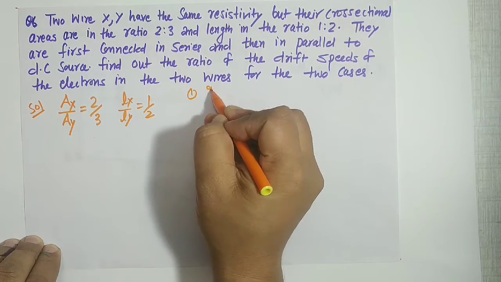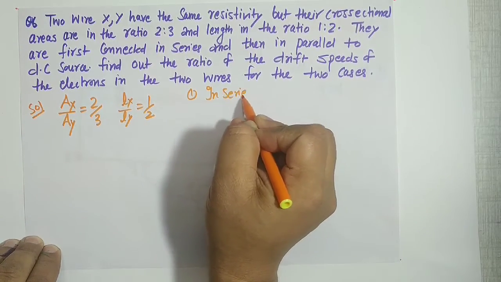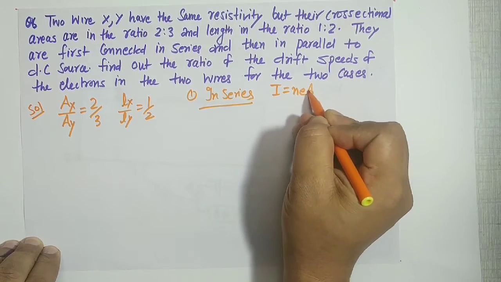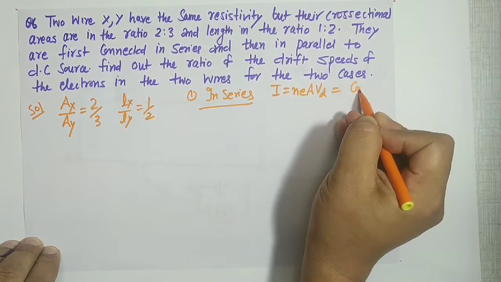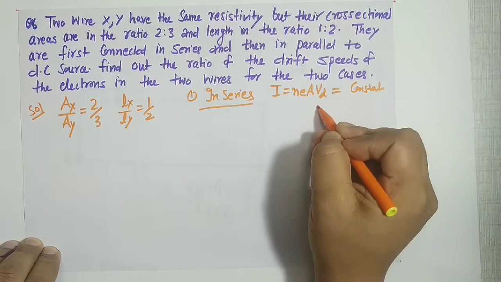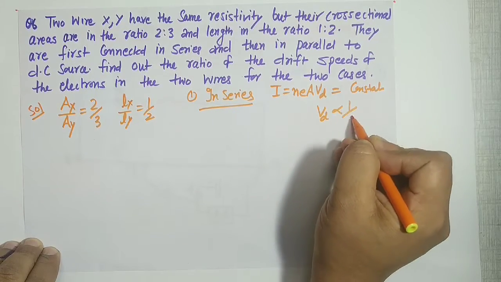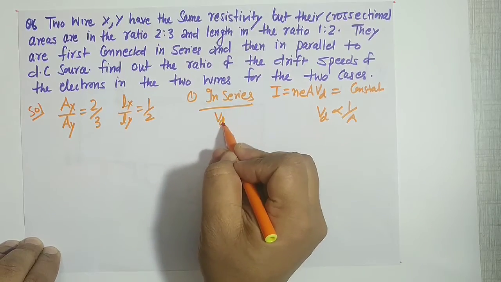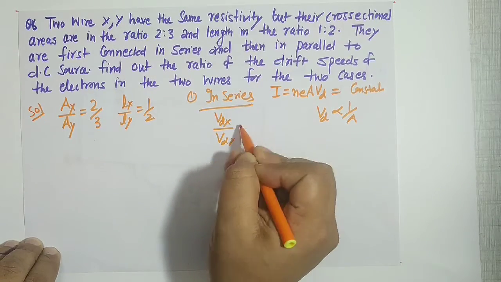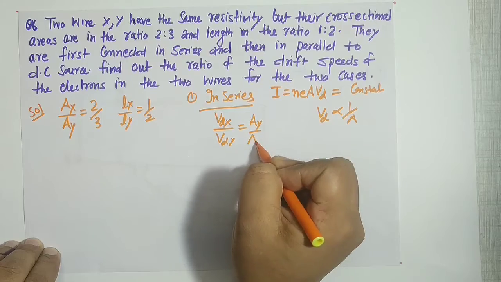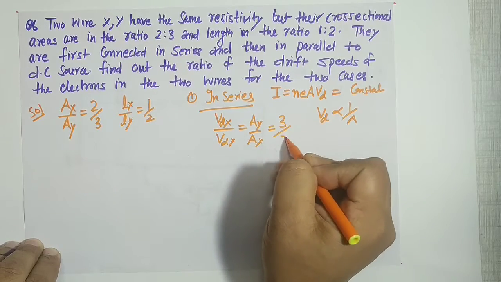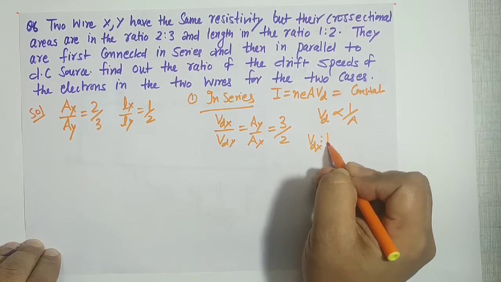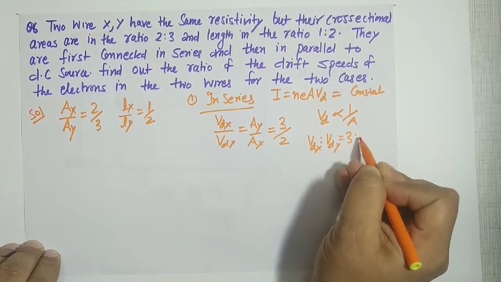Now we will take one by one. Say first it is connected in series. Now we all know what is constant in series. I is what? I equals nAeVd. So we know that I is constant. So from this relation we can say that Vd is inversely proportional to what? A. Because we have to calculate the Vd. Vdx by Vdy will be generally what? Ay by Ax. So this answer comes directly. It is 3:2. So Vdx to Vdy is 3:2 in this case.